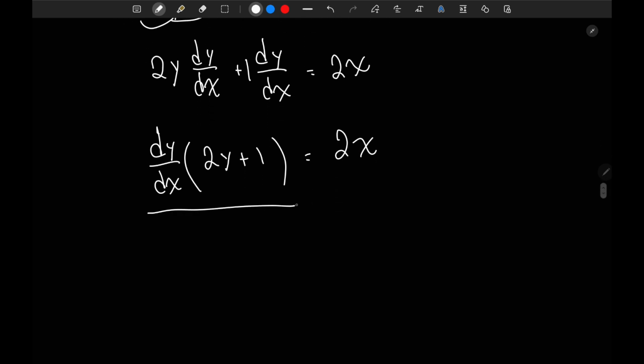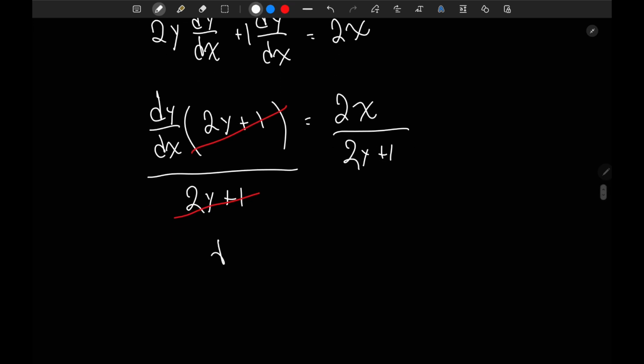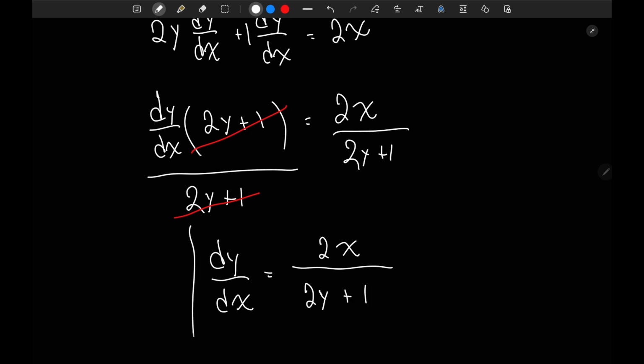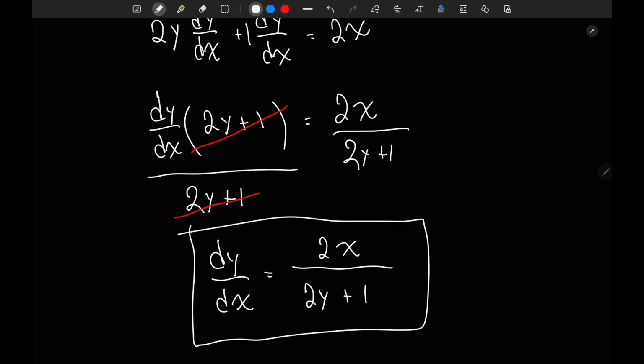And now we simply divide by 2y plus 1, where we have this cancel. And then we are left with our final answer. dy/dx is equal to 2x over 2y plus 1. And there we have it.